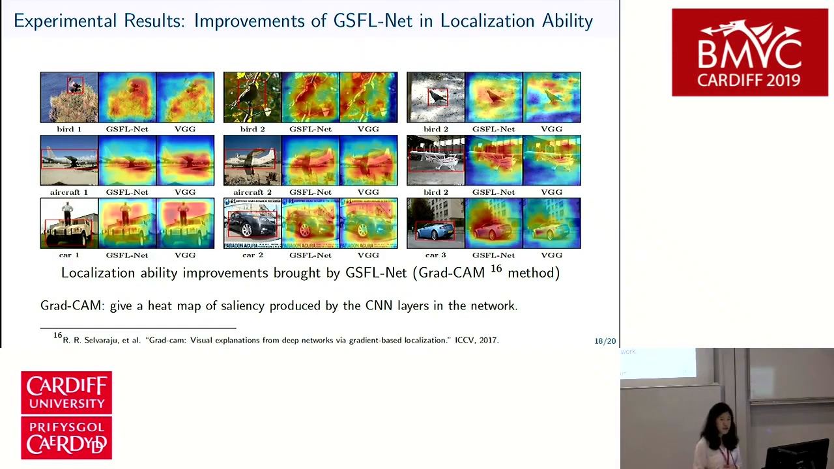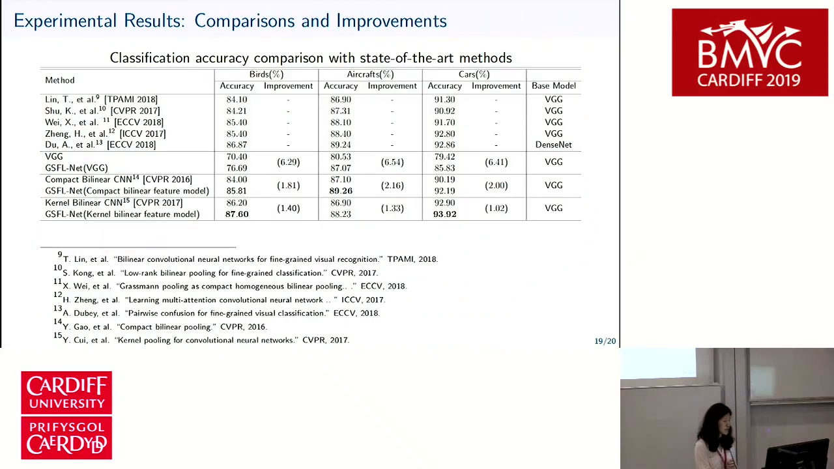Then we use the Grad-CAM method to give a heat map of saliency produced by the CNN layers of our proposed network and the VGG network. We can find that the final layers of our proposed network can better concentrate on the objects in the images. As a result, it can improve the performance of fine-grained image classification, because an essential part of fine-grained image classification is to find the attributes that can provide the most contribution in classification.